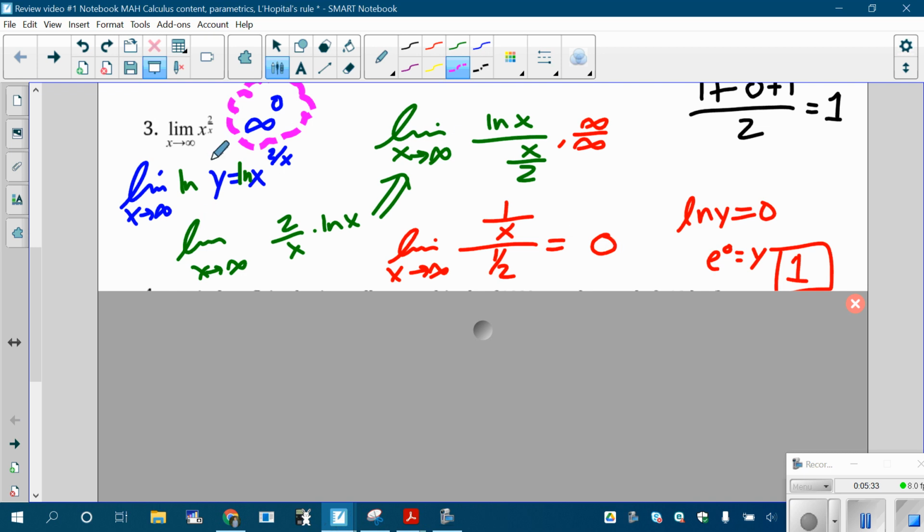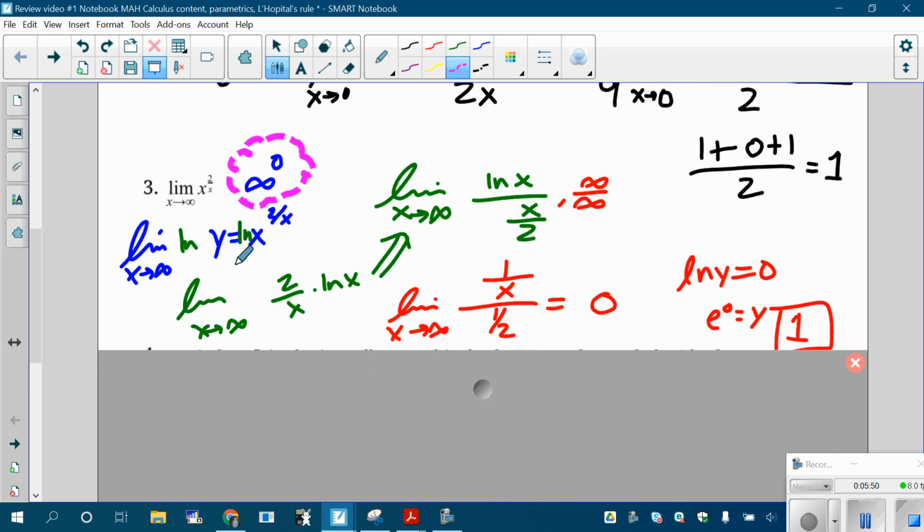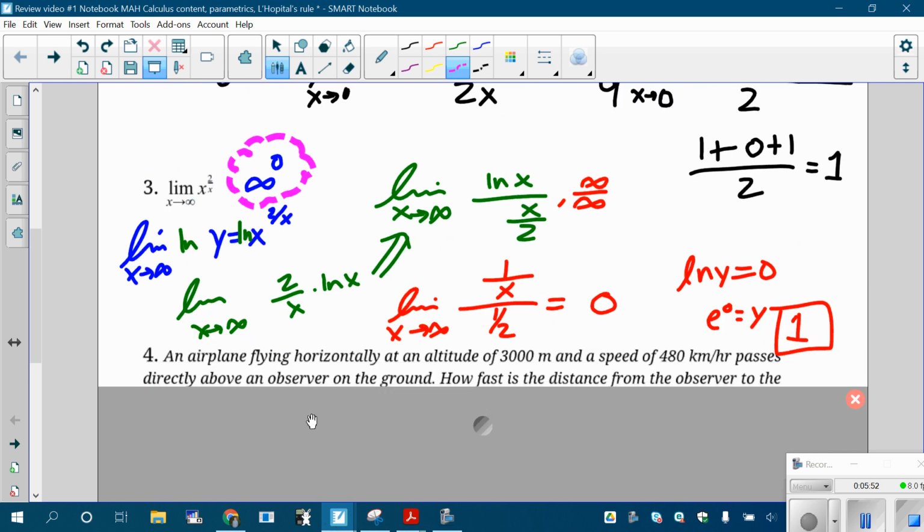because we natural logged at the beginning, we have to undo that natural logging by exponentiating at the end. So our answer is not 0, it's the ln of y equals 0. So y is 1. I think you guys will remember this L'Hopital stuff. Hasn't been too long. Moving on.